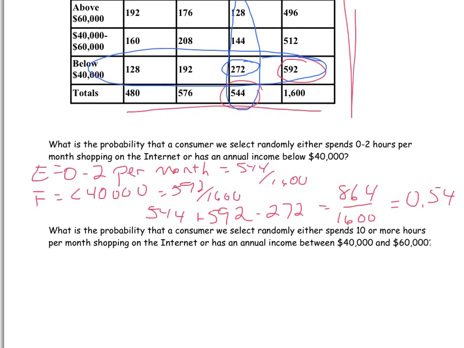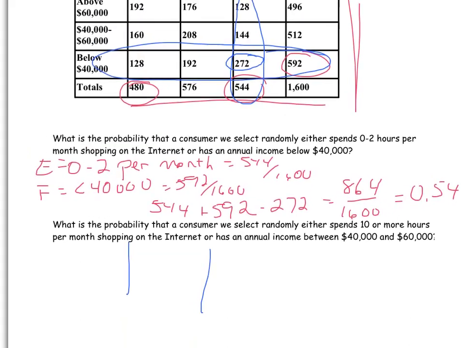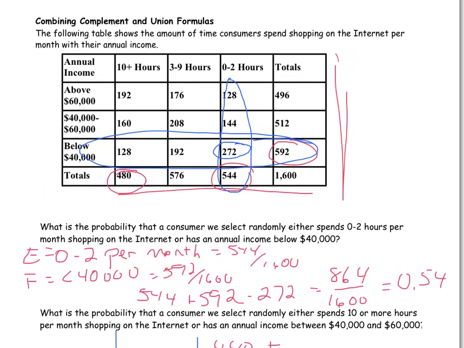All right, now the next question says, what is the probability that a consumer we select randomly either spends 10 or more hours on the internet or has an annual income between 40 and 60,000. Okay, so let's look at the 10 or more hours on the internet shopping. That's a lot of hours. So 10 or more hours is going to be that 480 there. I'm going to skip some steps here. That's 480 plus income between 40 and 60,000. So income between 40 and 60,000 is here, so it's 512.